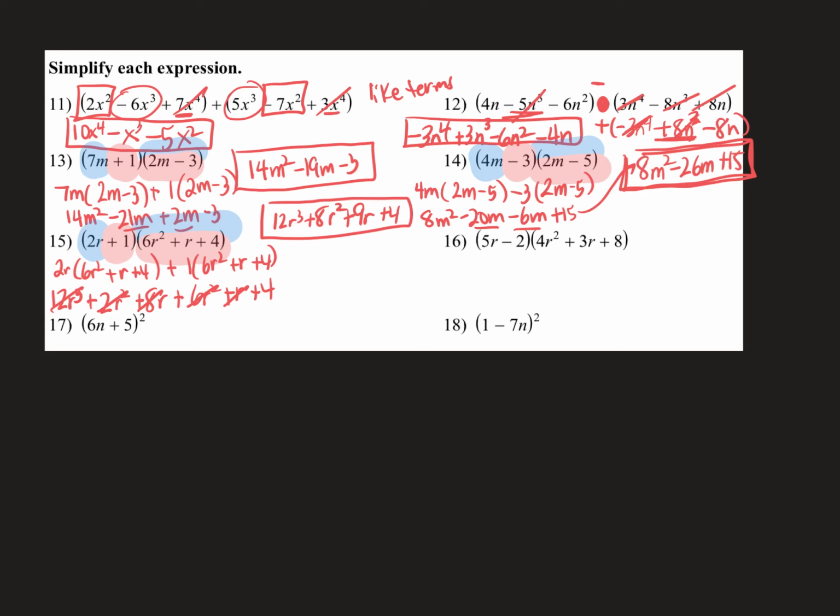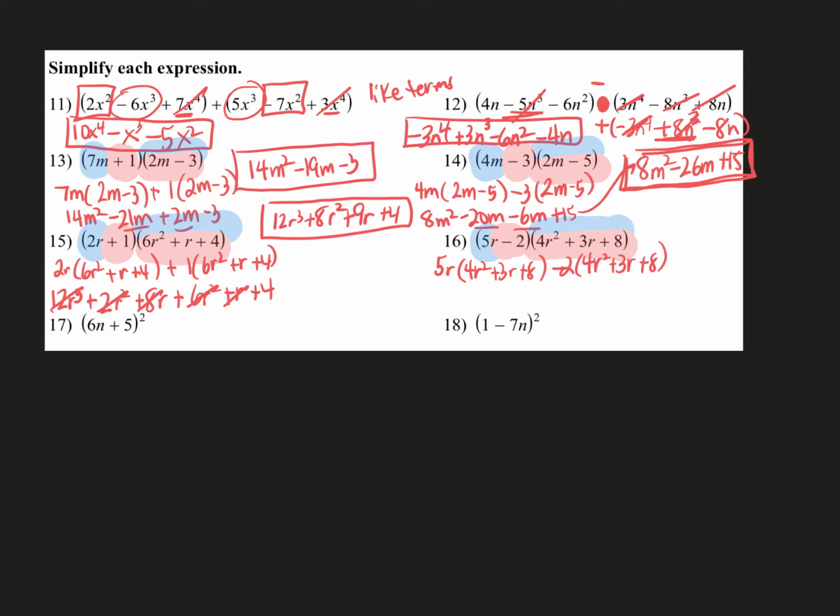Number 16, I'm going to multiply 5r times 4r squared plus 3r plus 8. Then I'm going to multiply minus 2 times 4r squared plus 3r plus 8. So 5r times 4r squared plus 3r plus 8, and then negative 2 times 4r squared plus 3r plus 8. And hopefully you remember learning this in Algebra 1, because all of this does come from Algebra 1 content.